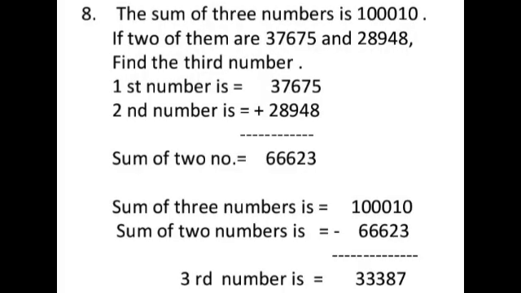The sum of three numbers is 1 lakh 10. If two of them are 37,675 and 28,948, find the third number. For finding that, we have to add the first number and the second number. When we add, the sum of the two numbers will be 66,623. Now we have to subtract this from the sum of three numbers. When we subtract, we get the third number, that is 33,387.